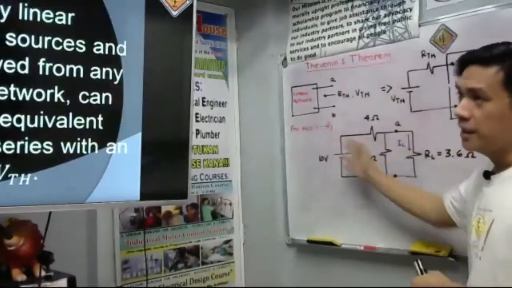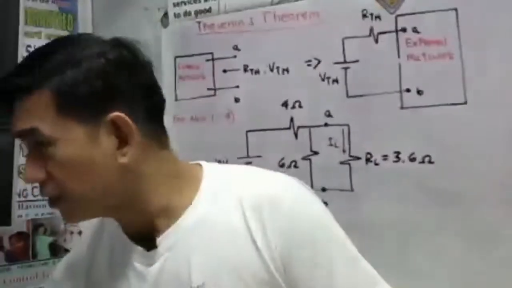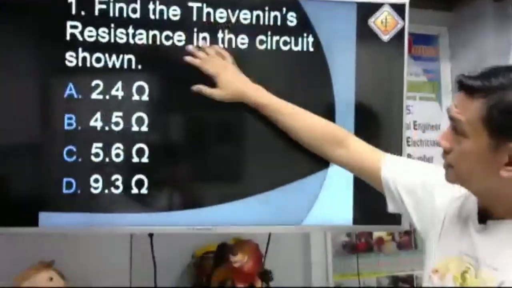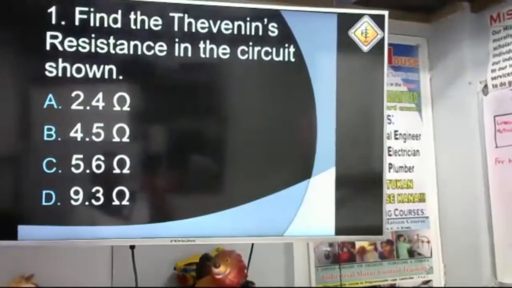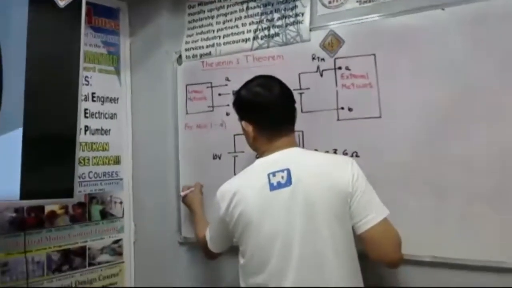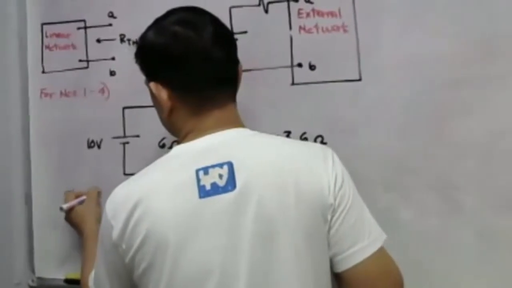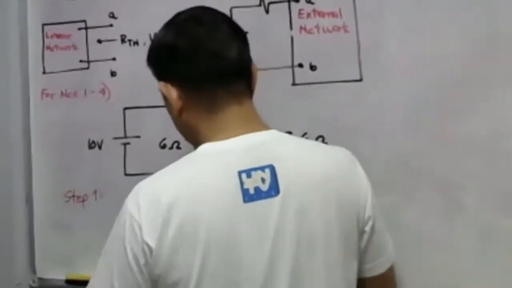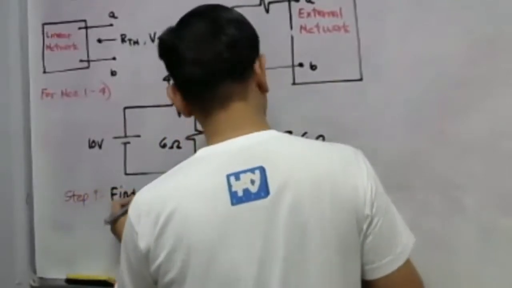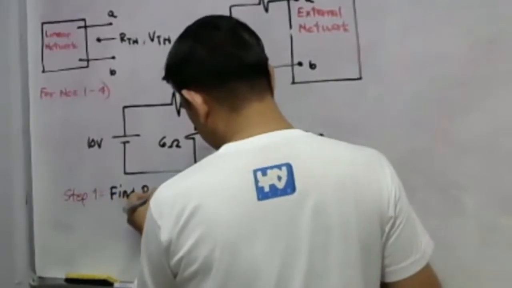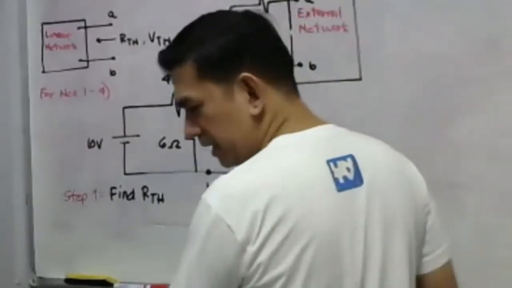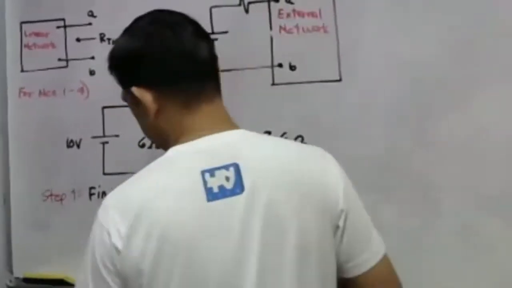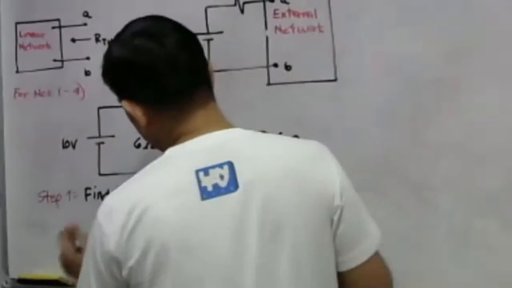Okay, so let us have now this circuit. I already drew the circuit. For number 1, find the Thevenin's resistance in the circuit shown. What is the Thevenin's resistance? That will be our step number 1. Step 1 is to find RTH. Paano po ba pagkuha ng RTH natin? Ganito po ang pagkuha ng RTH natin.